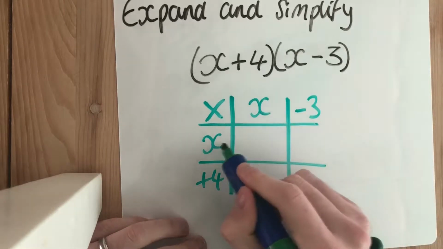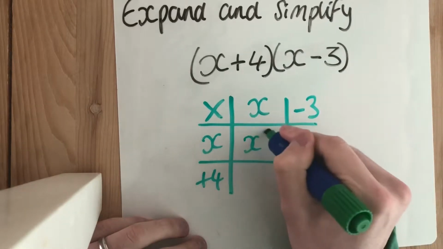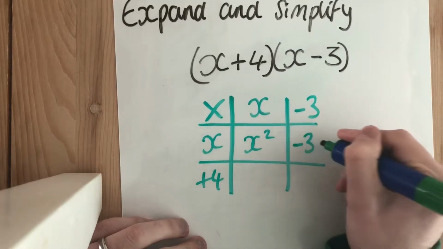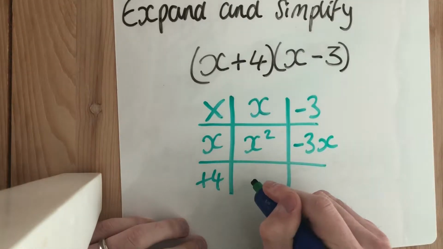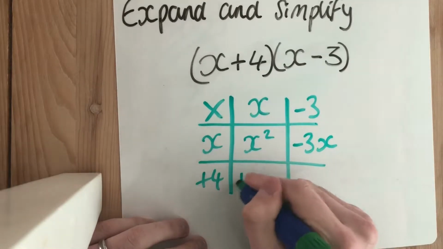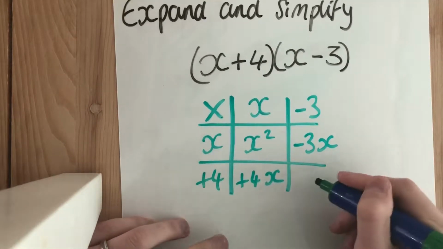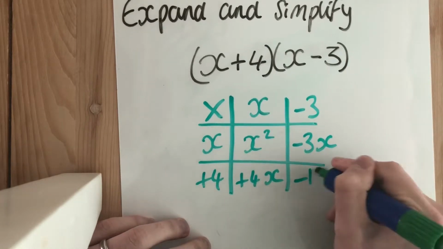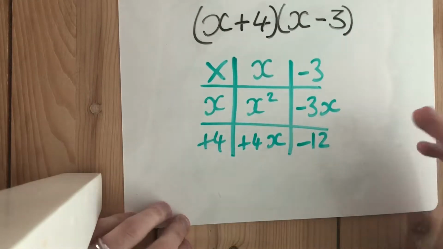So in this box I'm doing x times by x, which is x squared. This one I'm doing x times by negative 3, which is negative 3x. For this box I'm doing x times by positive 4, which is positive 4x. Then my final box is positive 4 times by negative 3, which is negative 12. So I've done the expanding part.